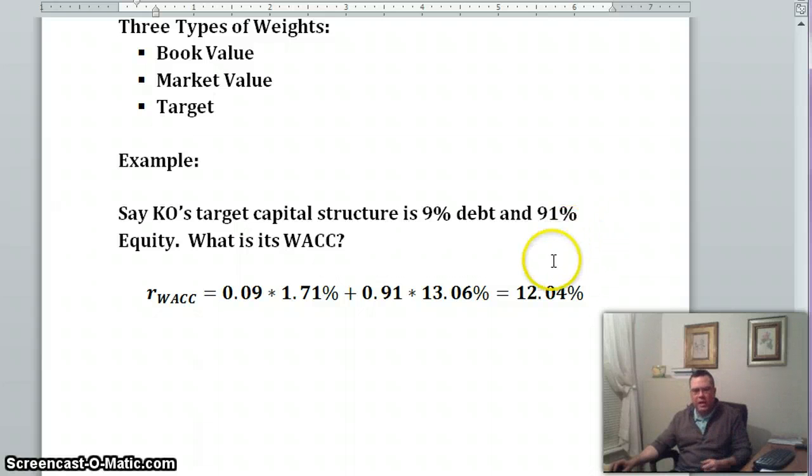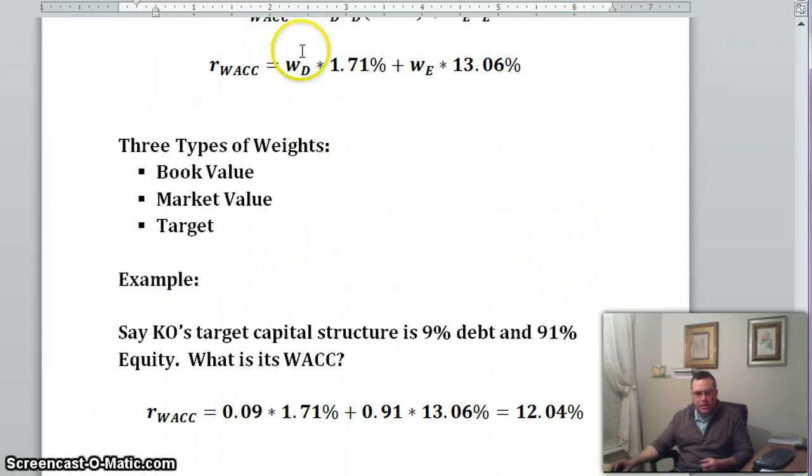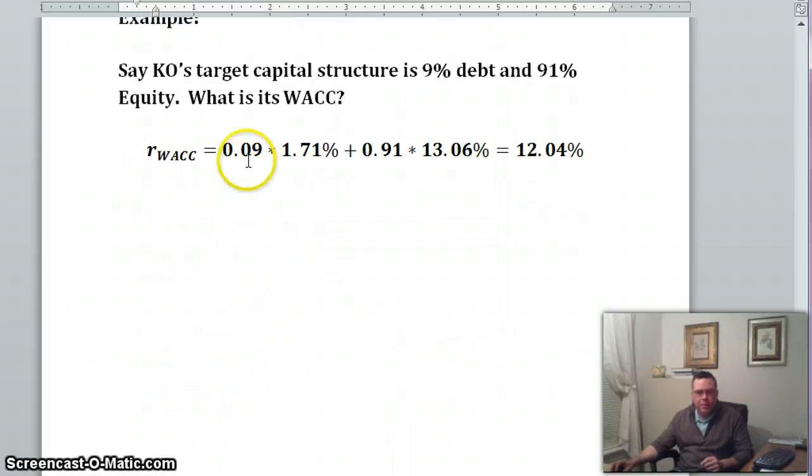Now you want to calculate your weighted average. You plug in, and this is just the same formula from up here. We've brought the 1.71% down, we've brought the 13.06% down, and then we've plugged our weights in there, which I didn't put as percents because then it gets a little confusing. I put them in as decimals. So we have our 9%, or 0.09, as our weight we're putting on debt times the cost of debt plus the weight we're putting on equity times the cost of equity. Again, these weights have to add to 1. They do, that's correct. And when you run the formula, you get 12.04%.